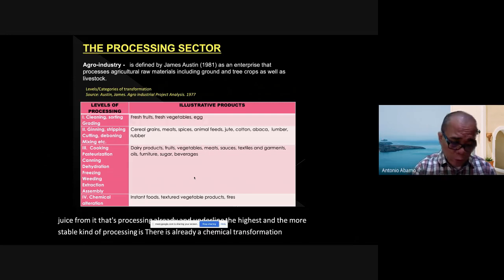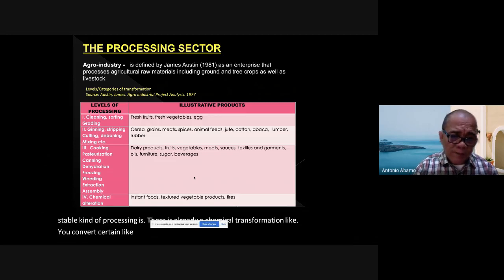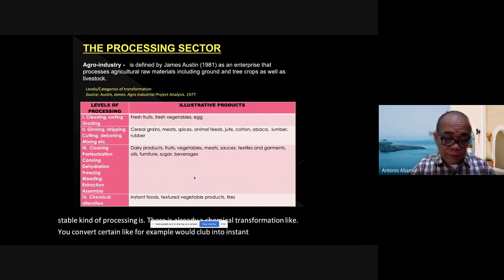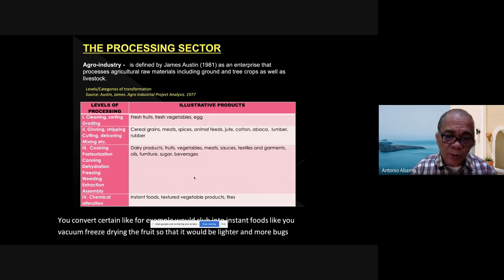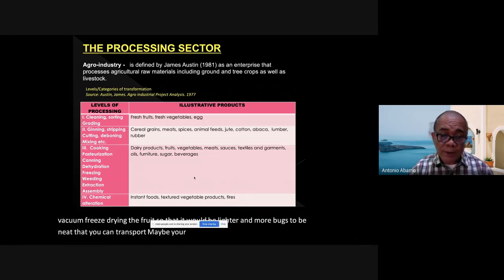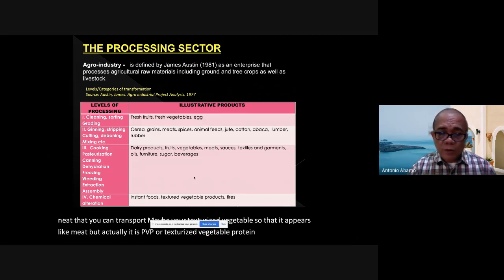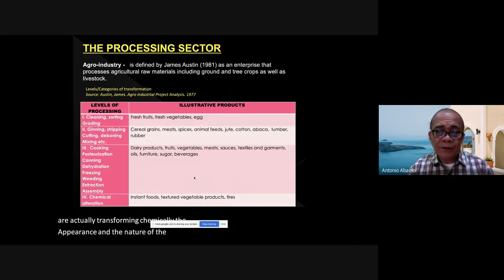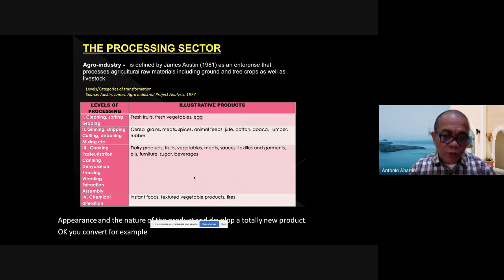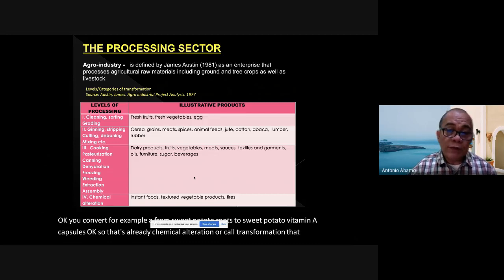And down the line, the highest and the more stable kind of processing is where there is already chemical transformation. Like you convert a certain, for example, root crop into instant foods. Like you vacuum freeze dry the fruit so that it will be lighter and more bulk to transport. Maybe you texturize the vegetable so that it appears like meat, but actually it is TVP or texturized vegetable protein. Or things like you are actually transforming chemically the appearance and the nature of the product and developing a totally new product. Okay, you convert, for example, sweet potato roots to sweet potato vitamin A capsules. Okay, so that's already chemical alteration or transformation. That is the fourth level of processing.